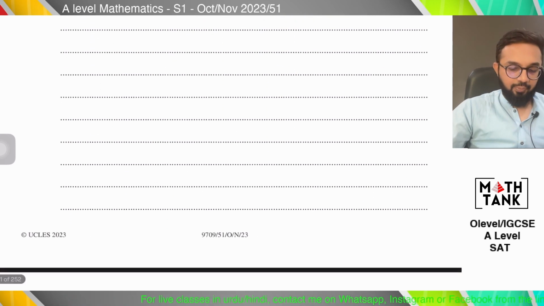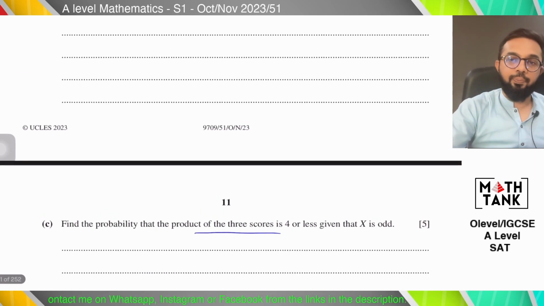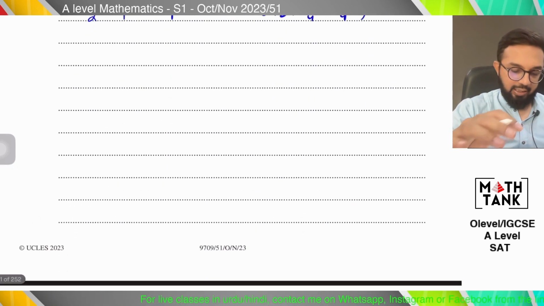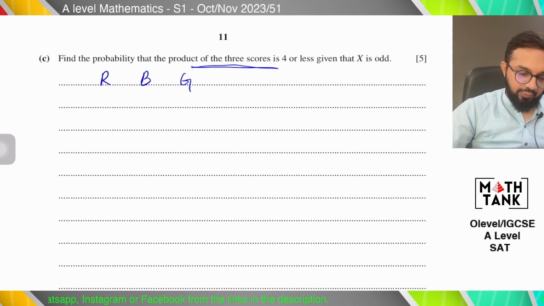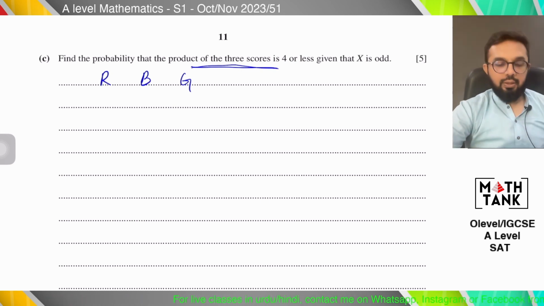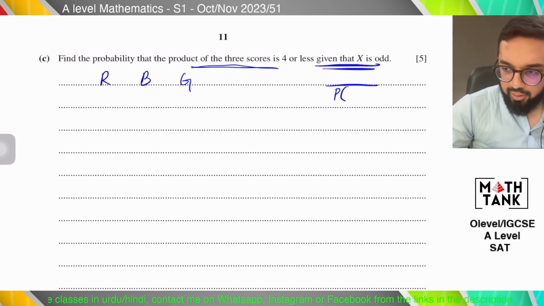Find the probability that the product of the three scores is 4 or less given that x is odd. Remember that x is the number on the red die. So red, blue, and green. Since it says given that, I know that given that is the probability in the denominator. What is the probability of x is odd in the denominator?